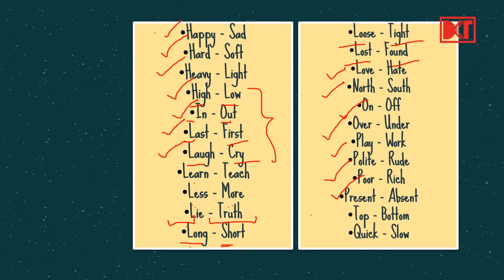Present and absent. When your teacher takes your attendance, you either say present ma'am when you're in the class, or for somebody who's not there, you say absent ma'am. Right? Top and bottom, quick and slow. Do you see what the similarity is in all these? The similarity is that both of them mean the opposite. So let's move on.